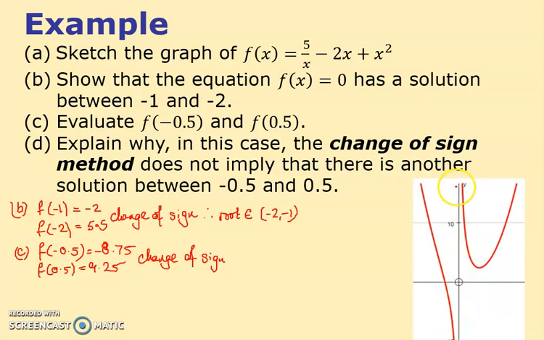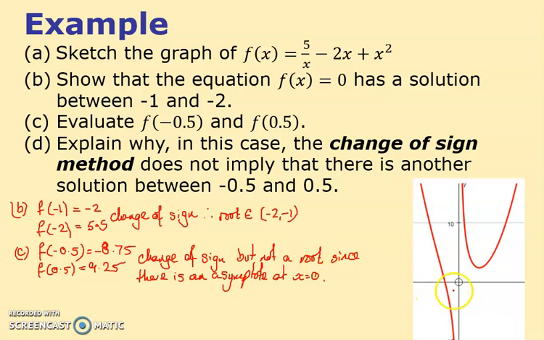And it's because it's not a continuous function. So I'm going to write, but not a root. Since, and the posh way of describing this might be something like, since there is an asymptote here at x equals 0. So there's no root because it doesn't cross over gently in between as a continuous function would. It's a discontinuous function, I suppose. There's an asymptote in between stopping it, and it just jumps up there.